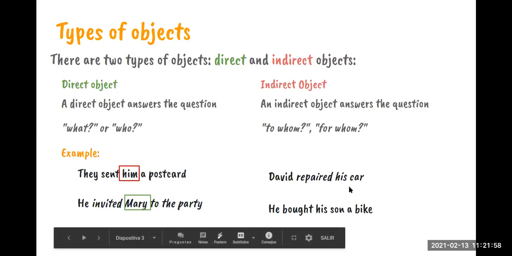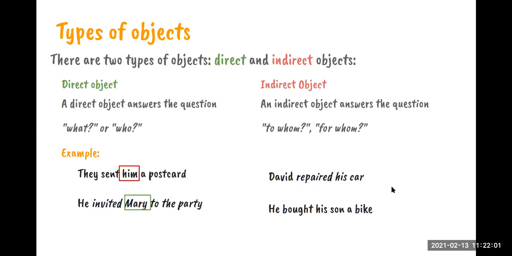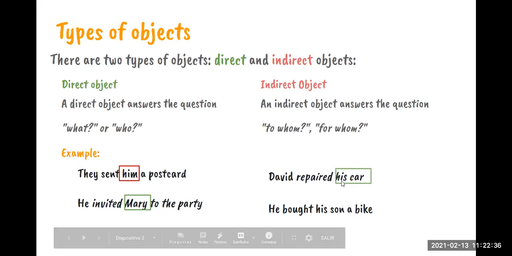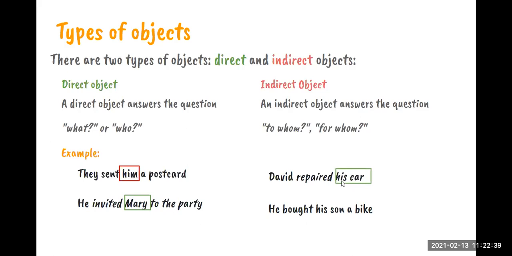Okay, let's go to the next one. David repaired his car. What do you think? What is the object in this sentence? His car. Direct or indirect? Diego? Direct. What is the question that we are answering here? Who repaired his car? You are focused on the subject, Genesis. What was repaired? What did he repair? His car. Right? Okay, what about the last one?